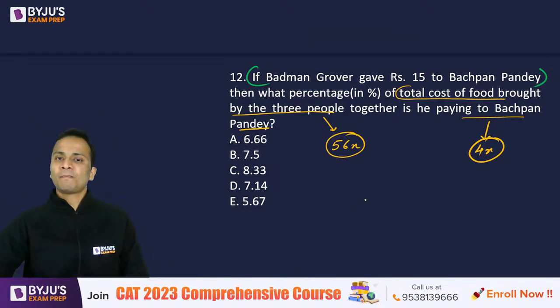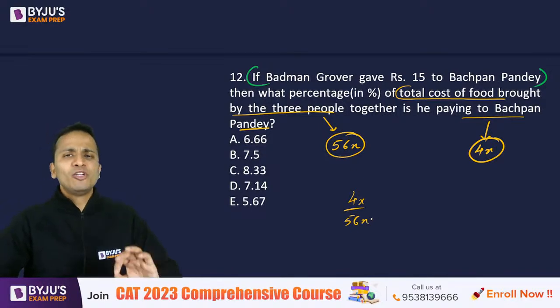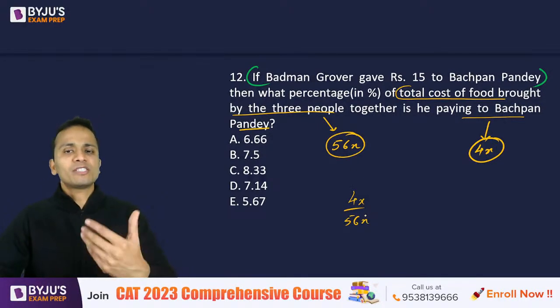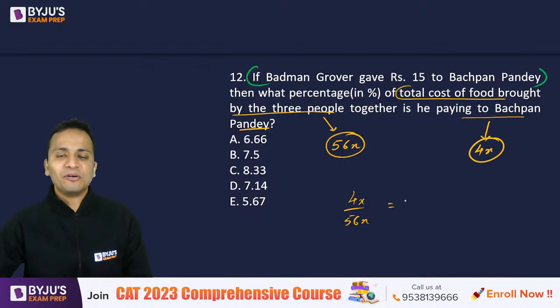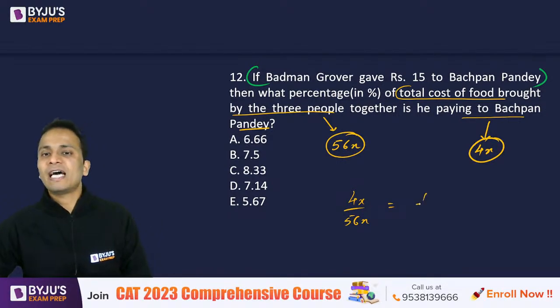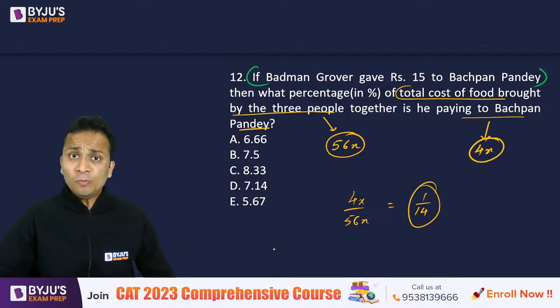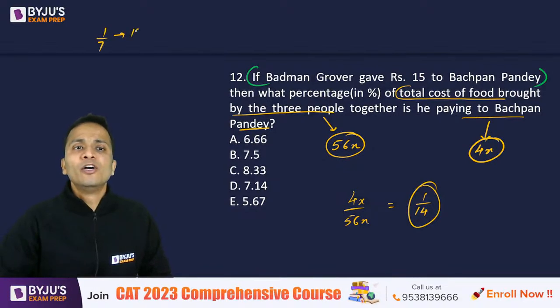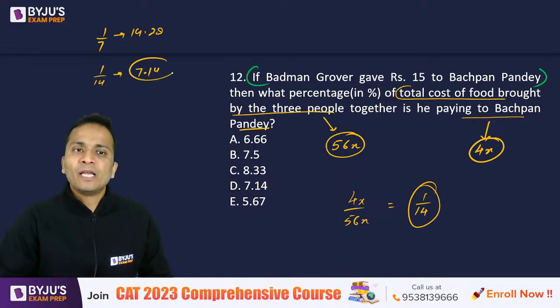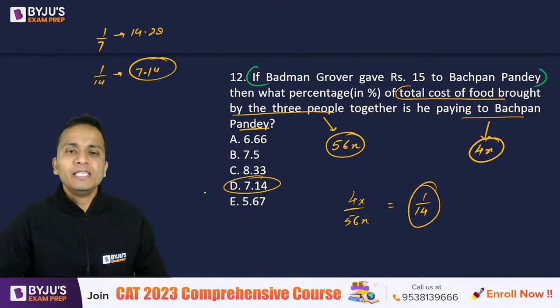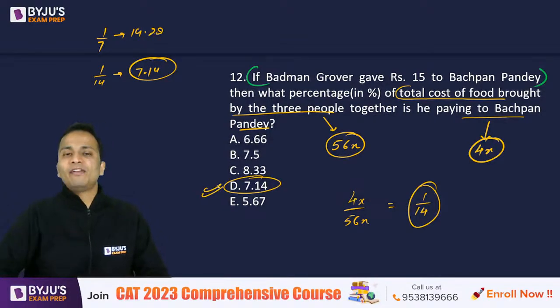Simple sa question hai. So 4x divided by 56x. There is even no need to put the value of x because x se to x cancel ho hi jana hai. Okay, so 4 upon 56, that will give you 1 upon 14. 1 upon 14 को percentage में convert कर दो. 1/7 हमें पता है कितना होता है. 1/7 is 14.28. So 1/14 should be half of that. That is 7.14. So the correct answer should be option D, that is 7.14.